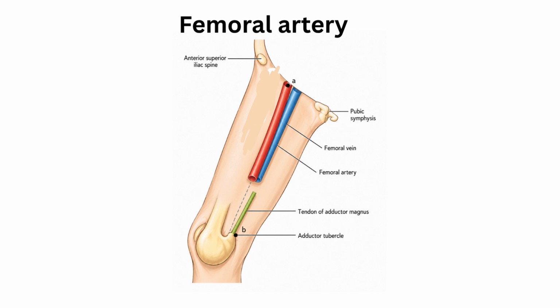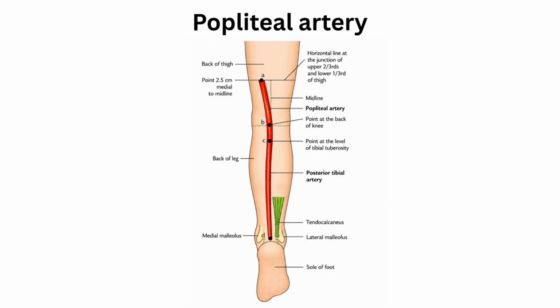For femoral artery, you have to mark 2 points, point A and point B. Now you have to mark point A between anterior superior iliac spine and pubic symphysis, which is mid-inguinal point, and point B on the adductor tubercle. Now join the point A and point B by a line. Upper two-thirds of this line represents the femoral artery.